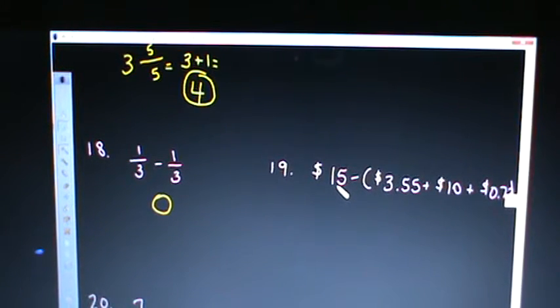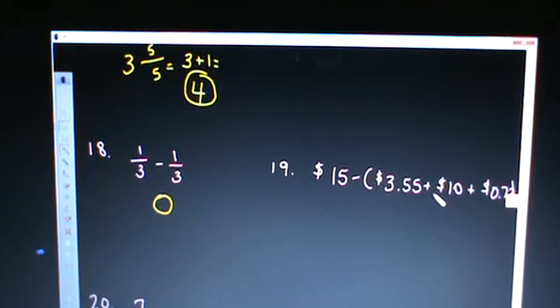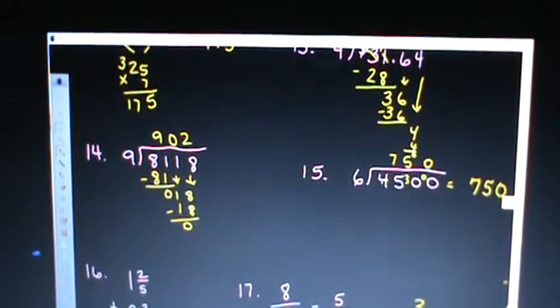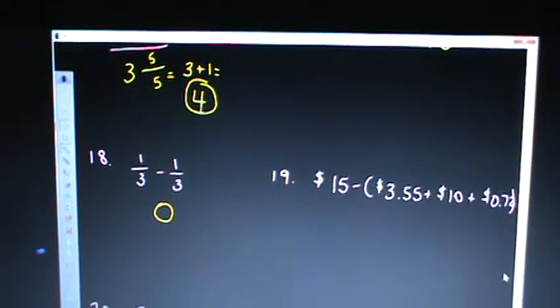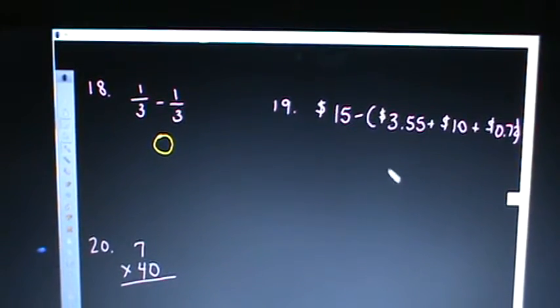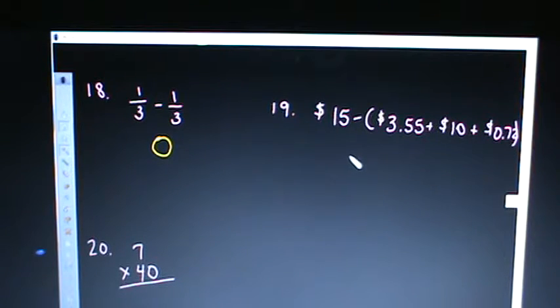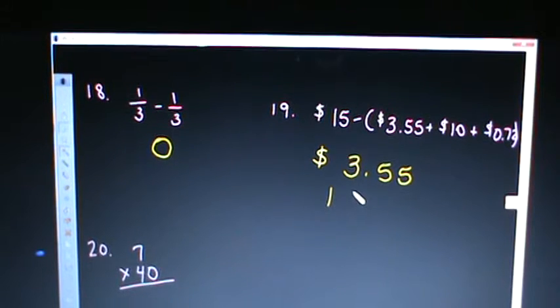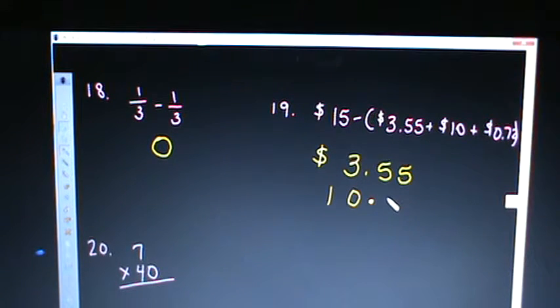19. We have $15 minus $3.55 plus $10 plus, let's see, I'm going to scroll up so we can see it better. Okay, so first thing we need to do is we need to work the parentheses first. So we have $3.55 plus $10, and make certain we line everything up correctly. It doesn't give me a decimal in zeros, but I'm going to add it, plus $0.72. Again, I have everything lined up so that I can add.